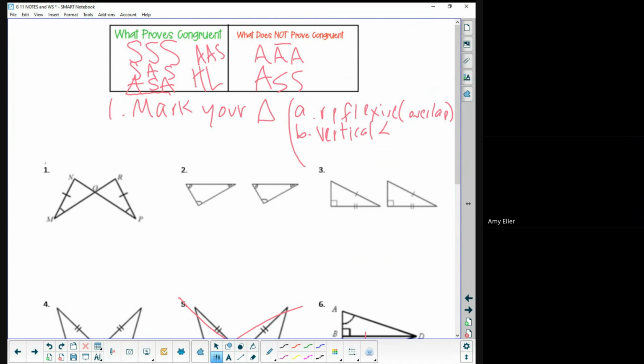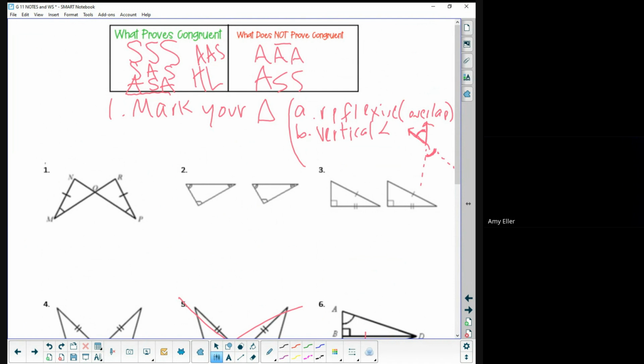Let me remind you what vertical angles look like. Draw an angle, which would be like a V. And you want to extend it. Just keep going. These angles are vertical. We usually mark angles with a little arc in the angle.